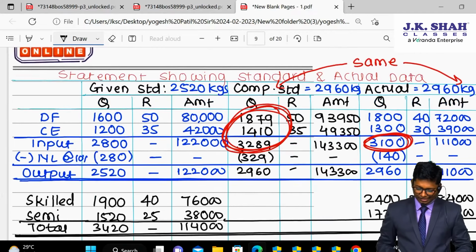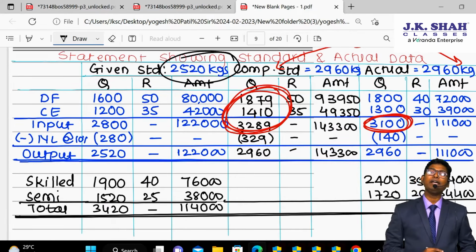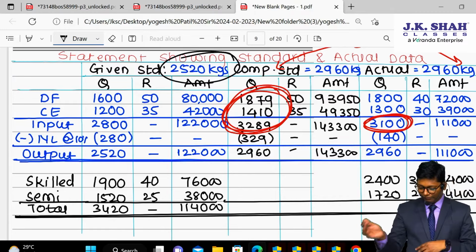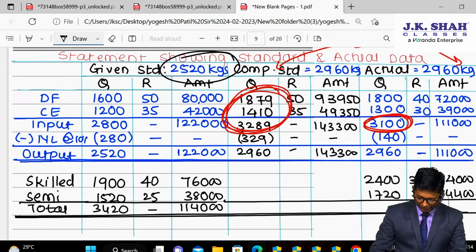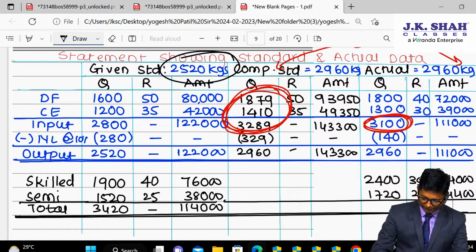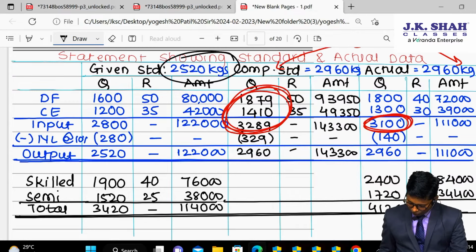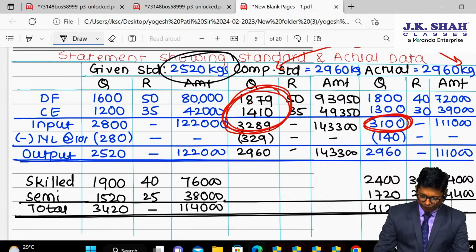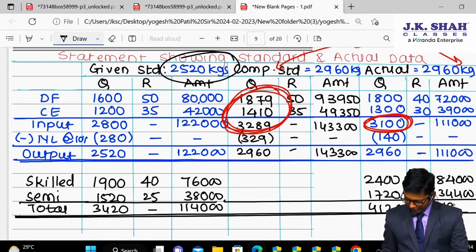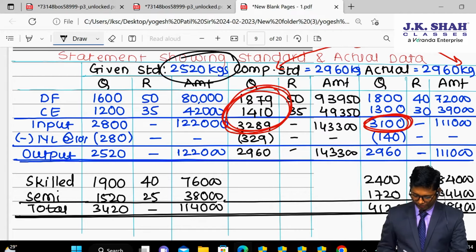But yeah, this is the cost of 2520 kgs. We need to revise it. We'll do that later on. First let me take the total of actual things. It's 4120, and 84,000 plus 34,400 is 1,18,400. Sir, how to calculate?